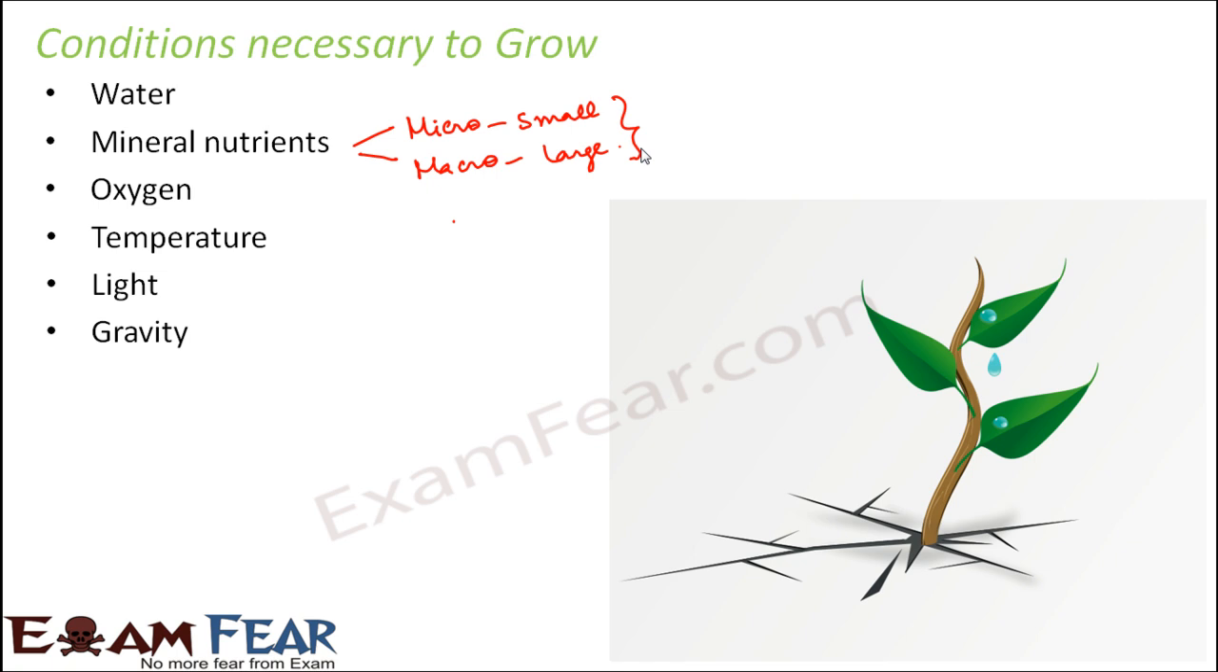Gravity. When we talk about the tropic movements of a plant, how plants grow, you would see that the roots of a plant always grow inside the soil. They keep on going deeper and deeper inside the soil, and there gravity plays a role. It is because they get attracted towards gravity, and because of which they keep on growing towards it. So that also we will talk about when we talk about the tropic movements in plants. So these are some of the important conditions which are very much required for growth of a plant.